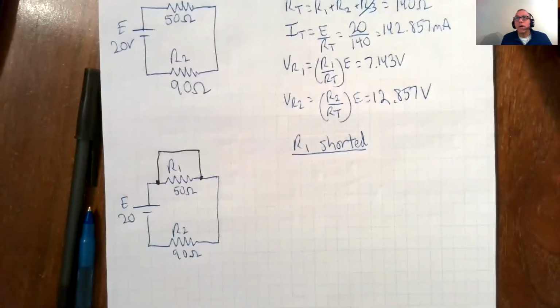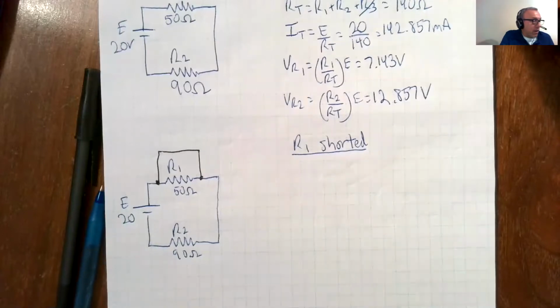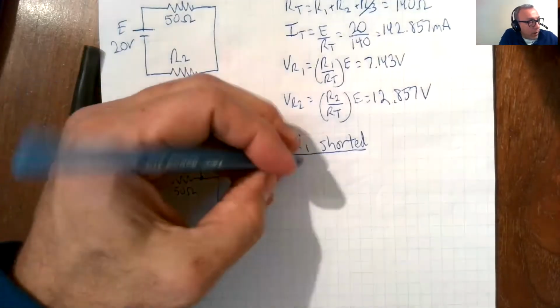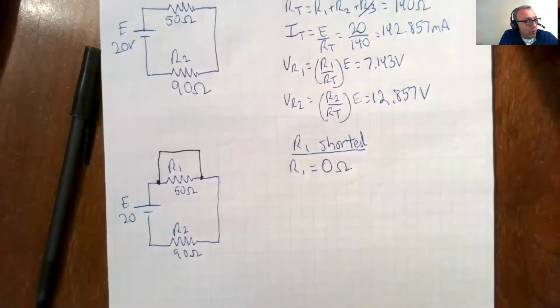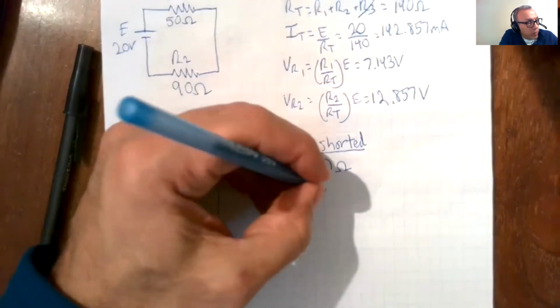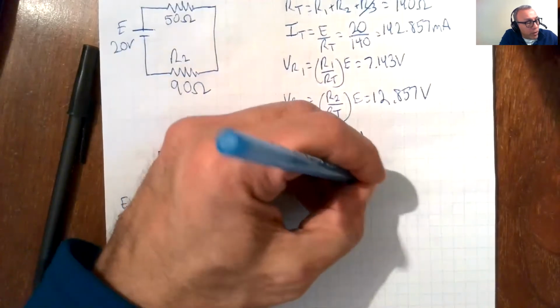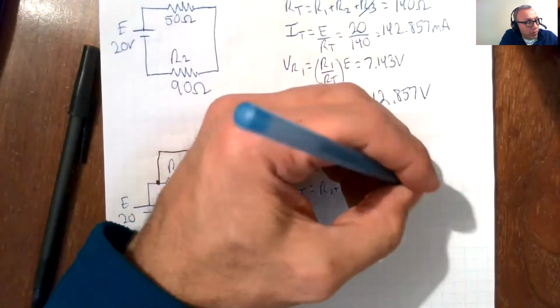The short could be caused by a faulty component that may have shorted internally. It may be something disconnected inside whatever device, and a wire may have come loose and reattached itself on the other side of the load. Who knows? But shorts happen different ways. In this case, R1 has been shorted. So this means that R1 is effectively 0 ohms. So RT now is equal to R1 plus R2, which is equal to 0 plus 90 ohms.